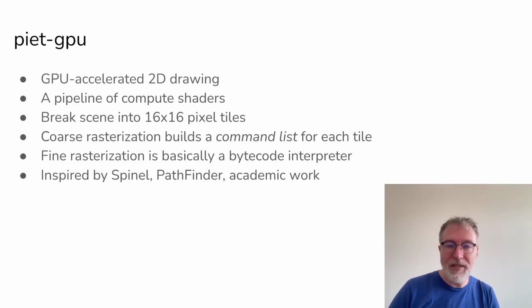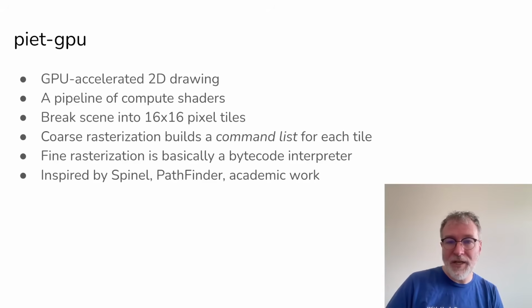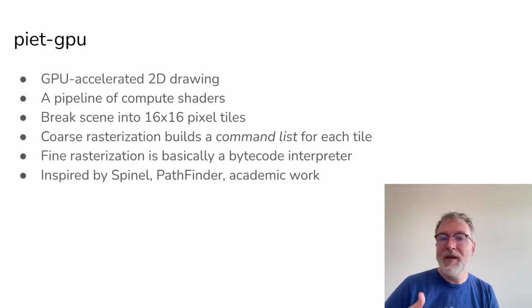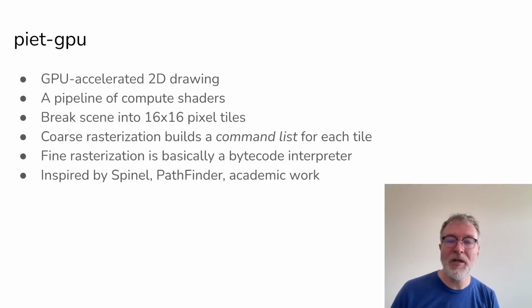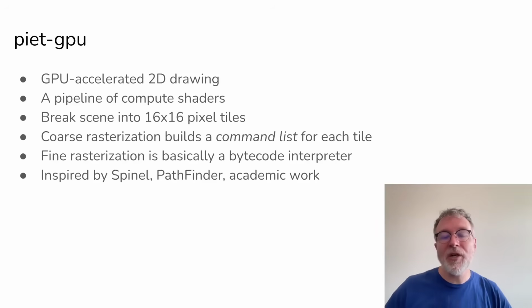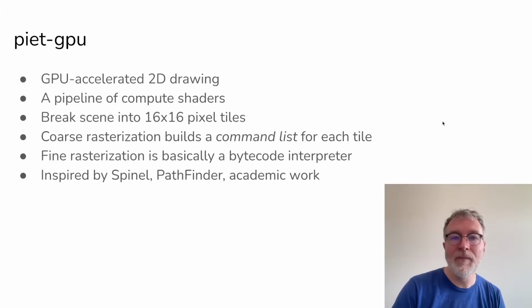There are these 16 by 16 tiles, and so you say what actually has to happen within this specific tile. And then there's a fine rasterization stage, which just evaluates that command list and operates super, super duper in parallel. So this builds on a lot of work. This is not the first renderer that has this kind of architecture. There's Spinel, which is also at Google. There's Pathfinder by Patrick Walton, who came from Mozilla, and there's a bunch of academic work. And so we're really trying to take that and make it into a really nice renderer.